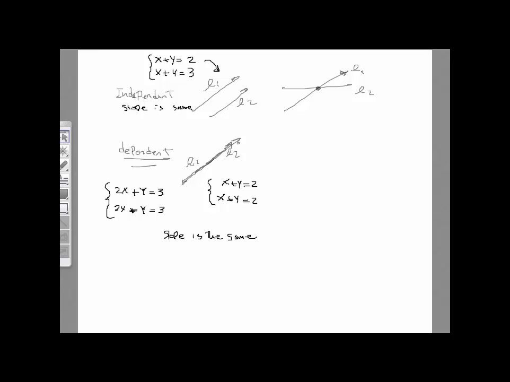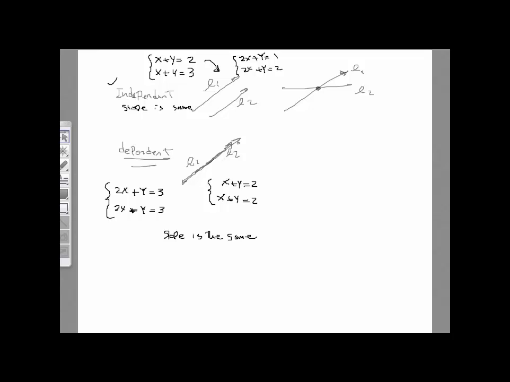So another example here we're going to make would be 2x plus y is equal to 1, 2x plus y is equal to 2. Again, these two have the same slope. They're not the same line, but they have the same slope. These are all parallel lines. So these are all another example for being independent, but they're parallel, there's no solution.